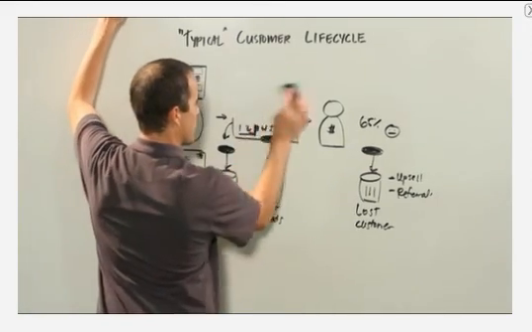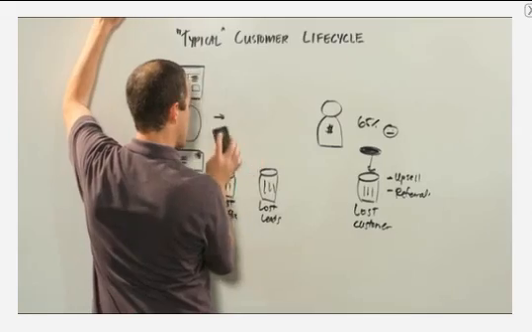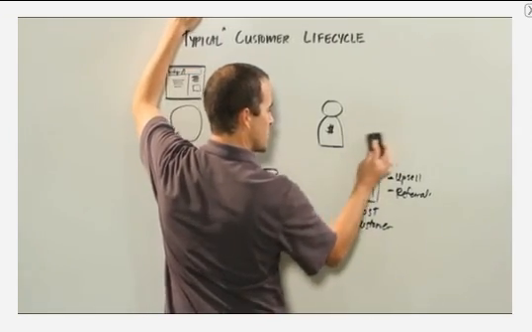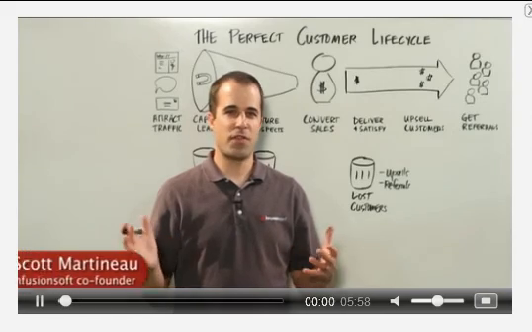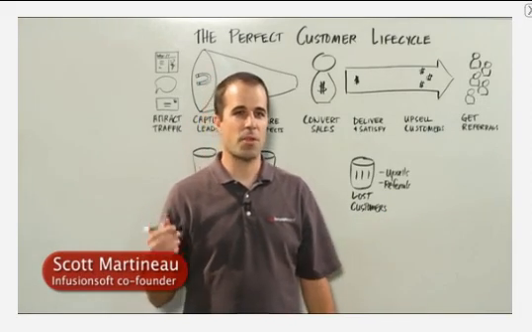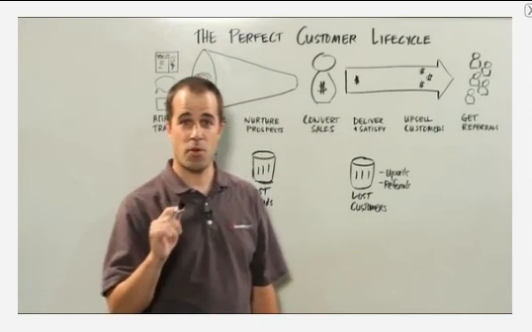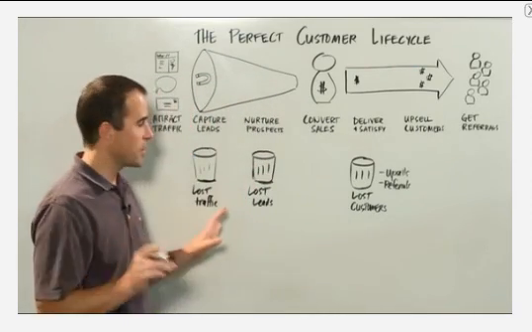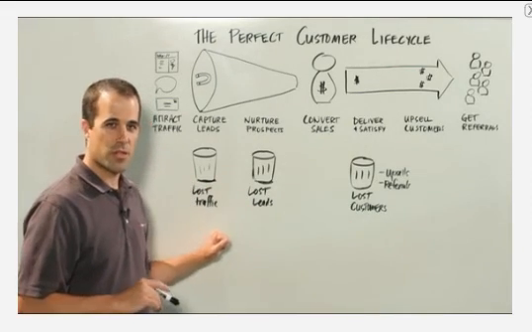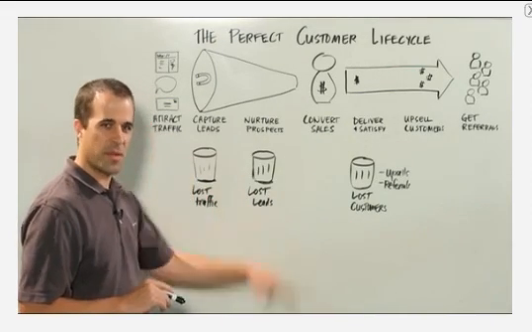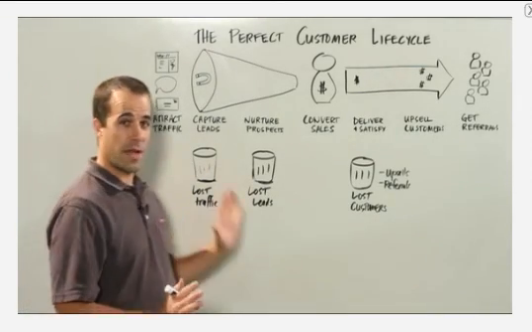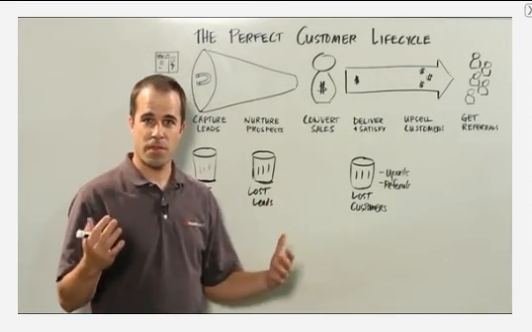So I'm going to erase all this stuff that we've been talking about here. I'm going to leave these trash cans up as a reminder, because we're going to attack each one of these right now. Instead of just following what everybody else does and implementing the typical customer life cycle, let's talk about what the perfect customer life cycle could do in your business. And to do that, we're going to attack each of these 3 holes in the bucket one by one and show you how the perfect customer life cycle will help you to eliminate those holes.